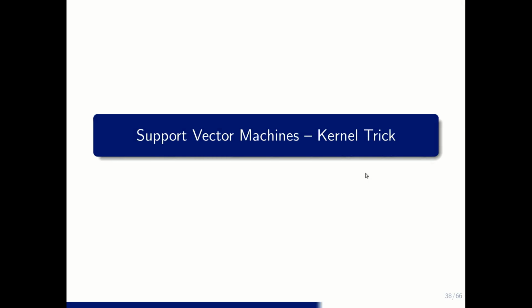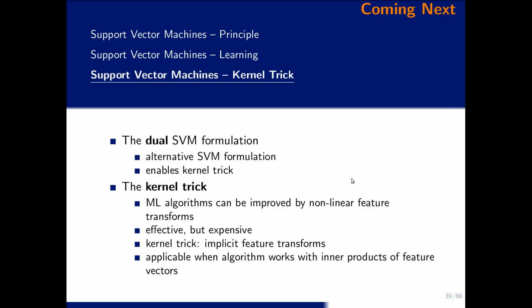Let's now discuss support vector machines and the kernel trick. So in the last two sections we discussed SVMs, their principle as separating hyperplanes, max margin hyperplanes. In the last section we defined the learning problem as a convex optimization problem, which allows us to find a global optimal solution. Now we will combine them with the kernel trick, which will really boost the predictive performance of support vector machines. This section consists of two subsections: the dual SVM formulation and the kernel trick.